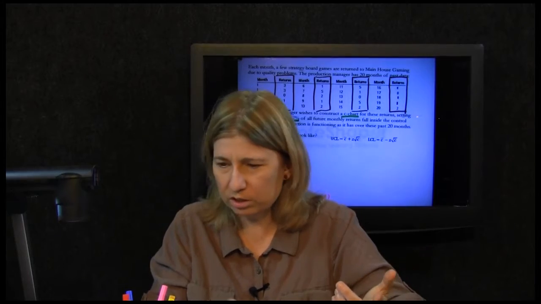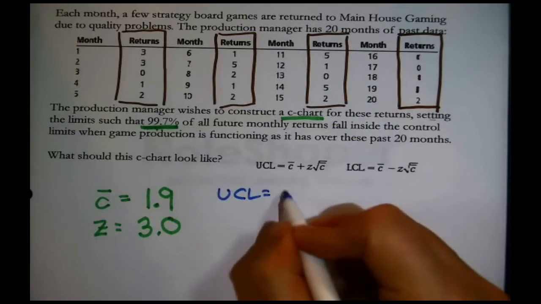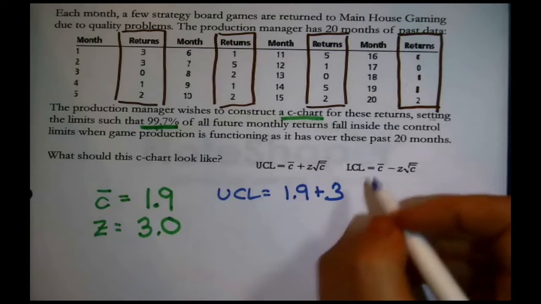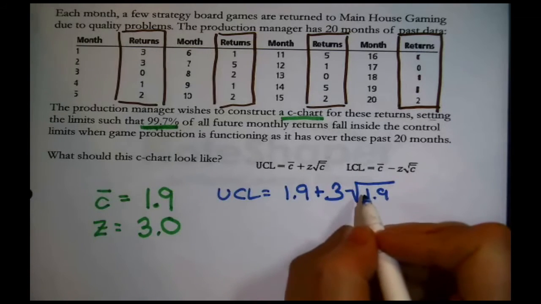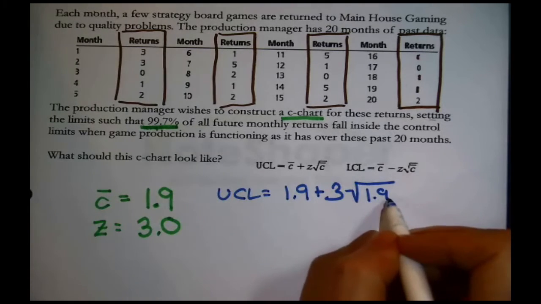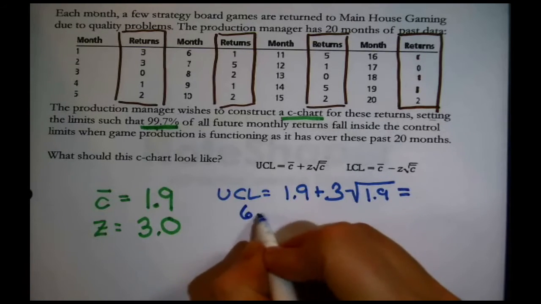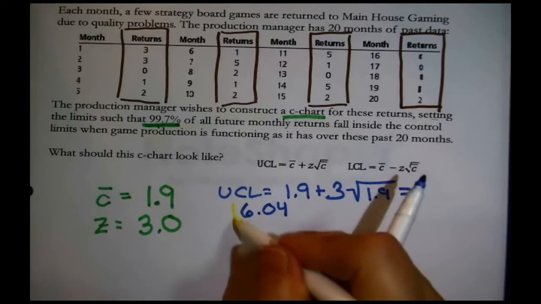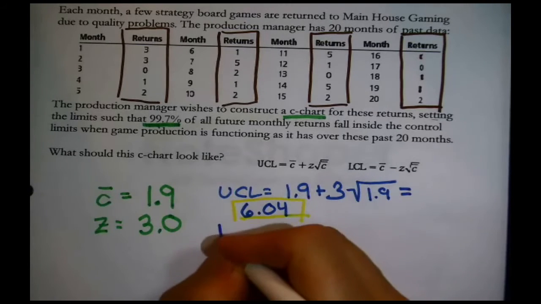Okay. Oh, well, actually, now at this point, we have everything we need to draw this chart, because we just say upper control limit is 1.9 plus 3, right? That's from there, times the square root of 1.9. Which I get is like 1.38. Anyway, upper control limit 6.04 technically. I mean, that is the result of the formula. Now, what I mean by technically, I'll come back to that.